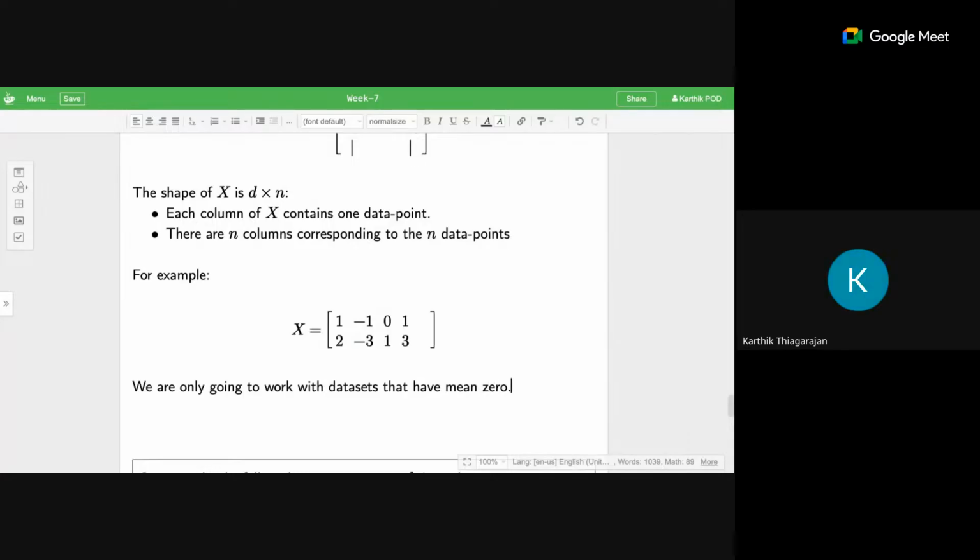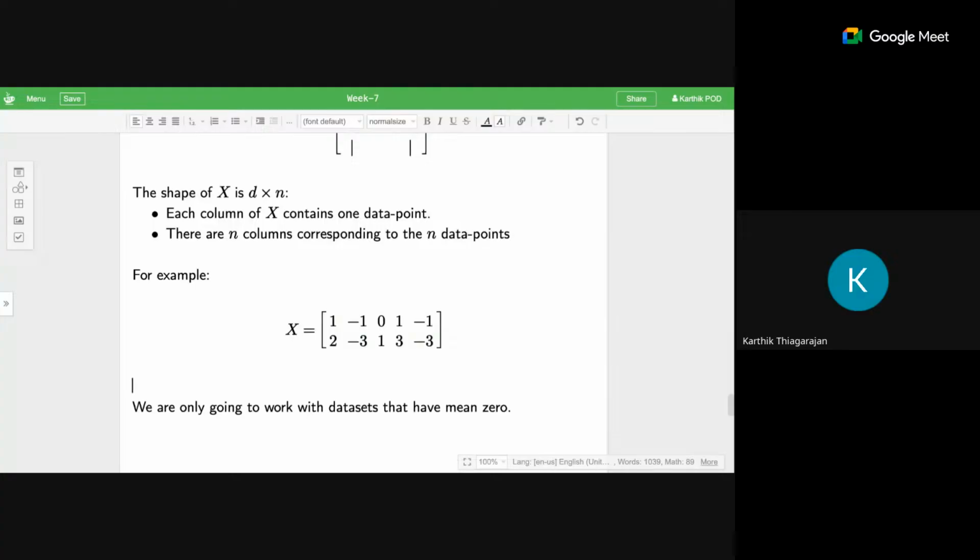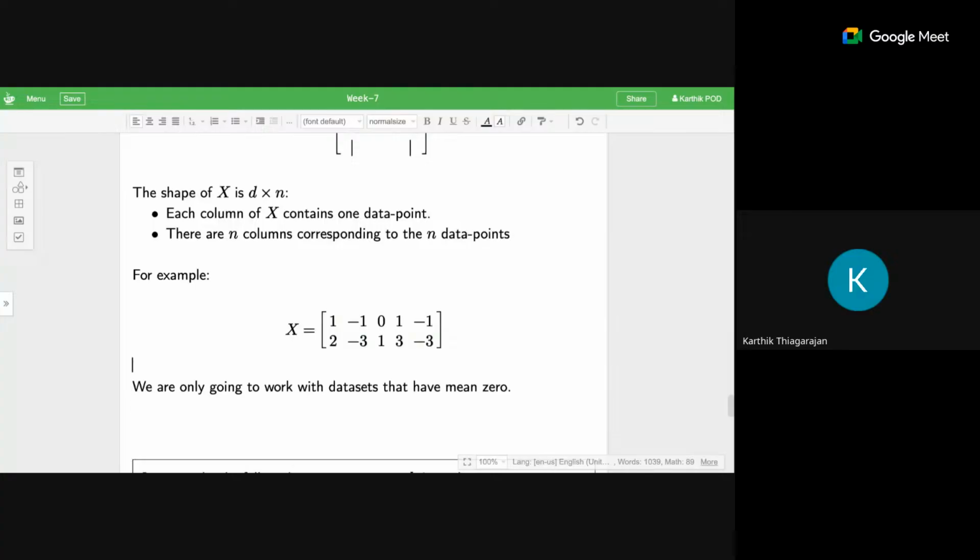So this is a convention once again. I'll show you what happens if it is not 0 later on. But let's take this example. Here, what should be these two entries so that the mean is 0? -1, -2? -2 or -3? -3, because 0, 1 is there. Yeah, -3, right?